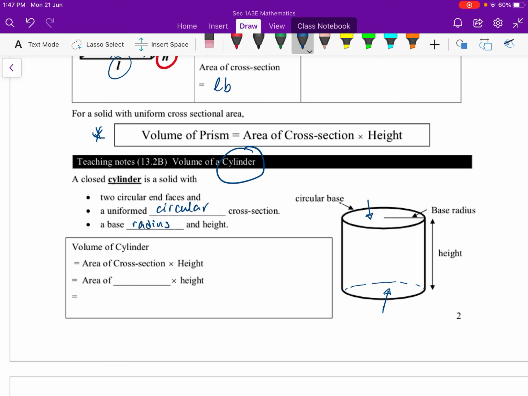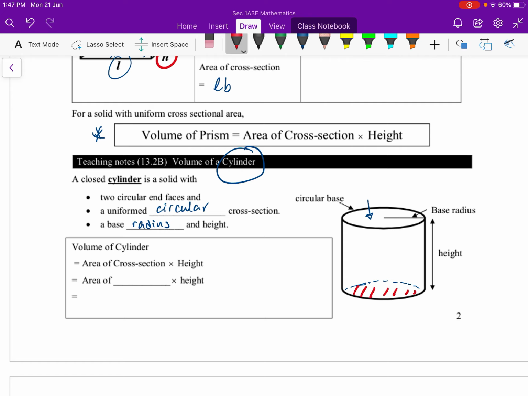So this radius refers to the top radius and bottom radius, they're the same, and a vertical height. Okay, first let's shade the cross-section area. There are a few options: you can shade either the top or the bottom. Okay, so now I will just shade the bottom first.